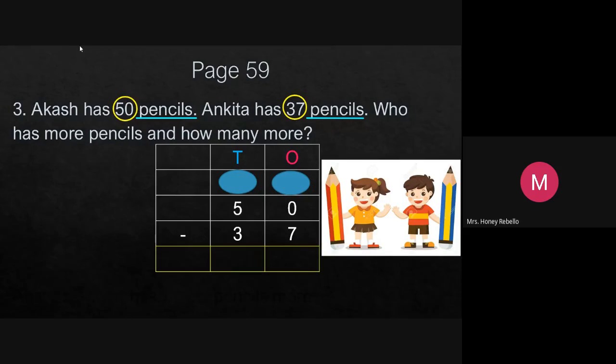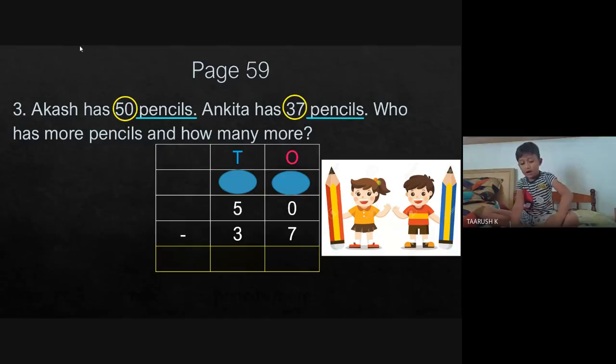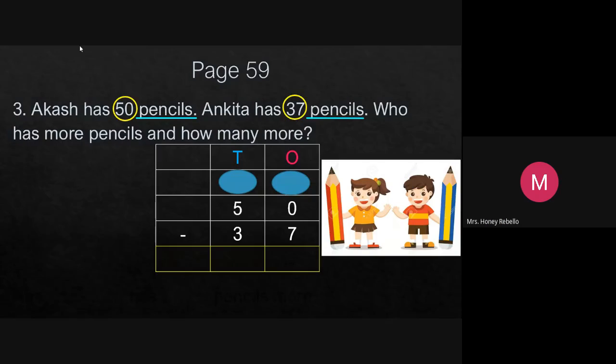Now, who has more pencils? Seeing that itself, you will know. Now, who got more pencils, Tarush, over here? Akash or Ankita? Akash. Akash, because we circled, it's easy to find out. Now, we have to know how many pencils more Akash got than Ankita. Now, just come back to the sum over here. Down. Read 50 minus 37. We have to minus the small number from the big one.